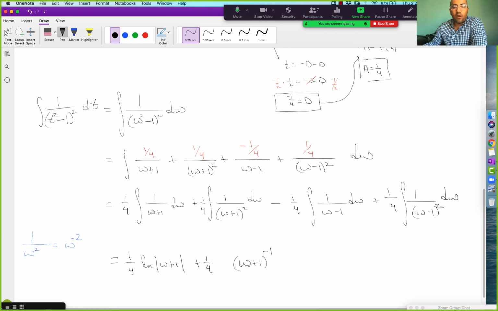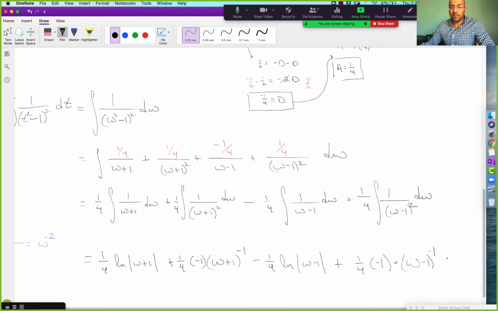going to be negative 1, the power of negative 2, which is that guy. So we need that extra minus 1 to balance it out, because that's not supposed to be minus. Okay. Minus 1/4 ln of w minus 1, plus, and this one is the same as that one, so this will be plus 1/4 times negative 1 times (w minus 1) to the power of negative 1, plus a constant.